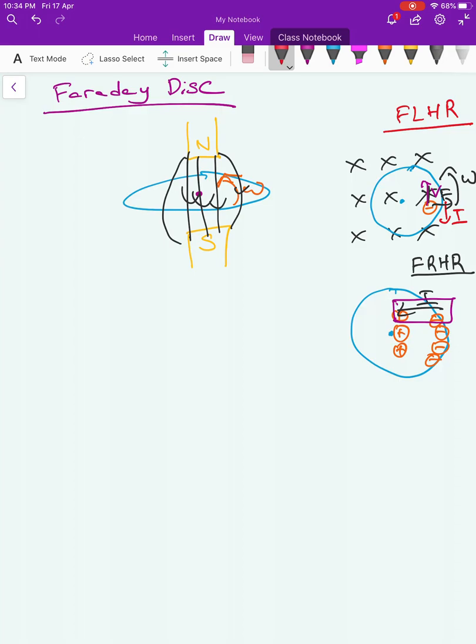Finally, there's an EMF being induced. What is the equation? EMF equals BAf. If you want it in terms of omega, that's simple. What is f? Omega equals 2 pi f, so f is omega over 2 pi. So EMF becomes B A omega over 2 pi.